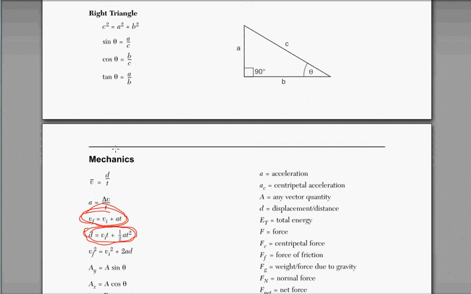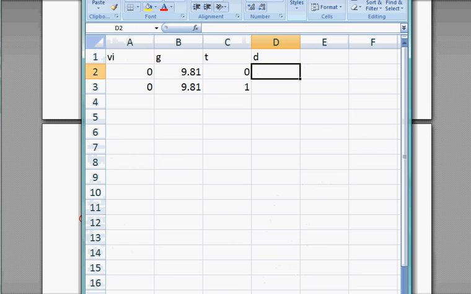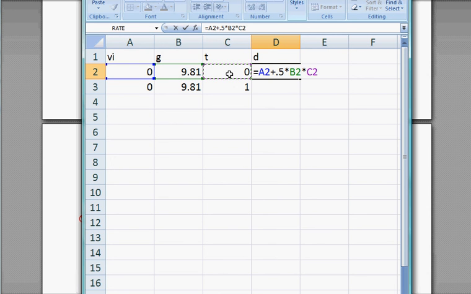We'll come back to this though. Don't worry, you don't have to memorize it. Maybe write it down. D equals VI, and I'm just going to put my VI right here, plus 0.5 times the acceleration times time squared. Excel uses an asterisk as its multiplication symbol; it's not x, since x will confuse it. So for time squared I can just put time times time again. There it is.